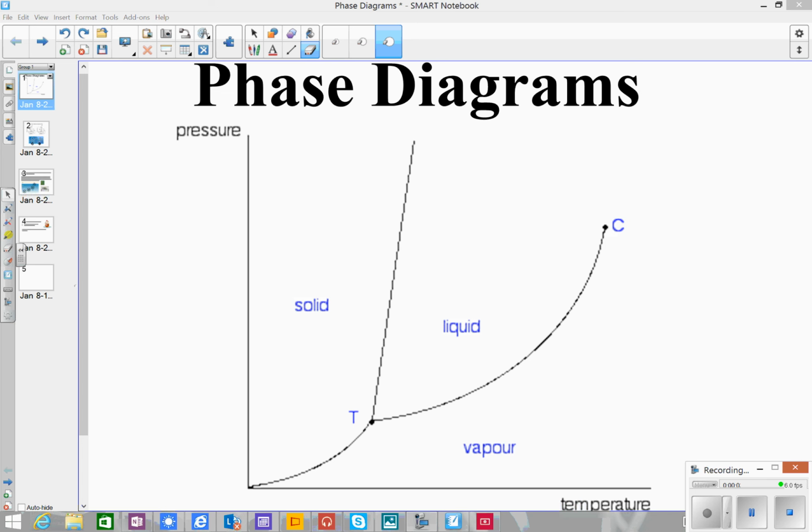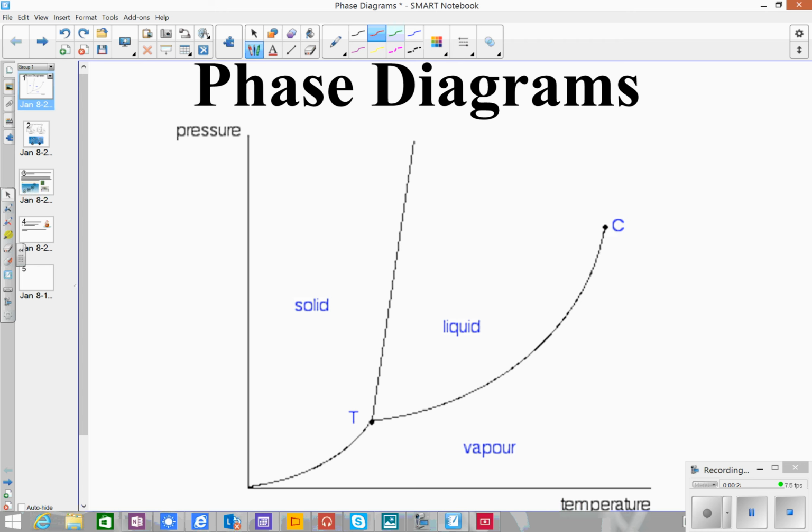Hey guys, so it's time to do some learning, or I should say relearning, about phase diagrams. Now, you've learned about phase diagrams before, that's why I say relearning. We learned about them last year in honors chemistry. Essentially, they're a diagram, a graph, if you will, that allows us to look at what pressure and temperature combinations give a phase of a substance.